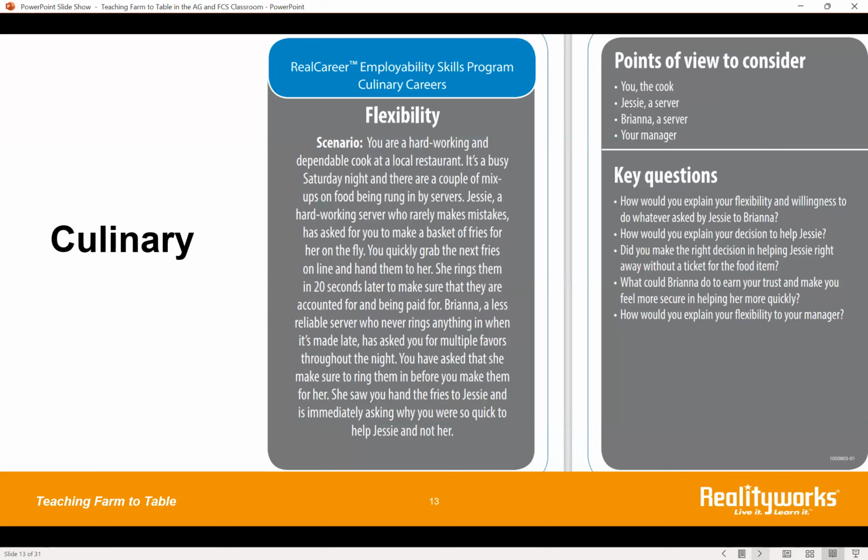And again, these scenarios are not just for you alone or your student alone. It can be in group work, it can be teammates, it can be working as a larger group. So it brings in that problem solving and that cognitive thinking, critical thinking opportunity for your students.